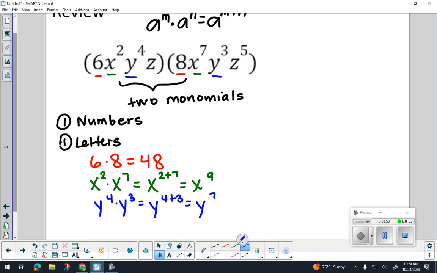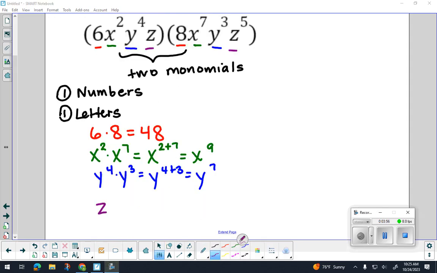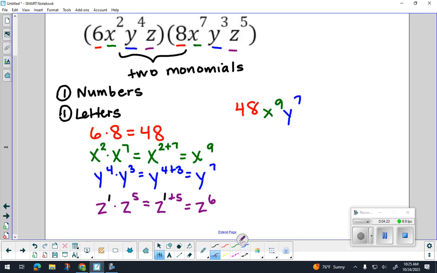But let's look at our Z. If we look at our Z, we have Z times Z to the 5th. Please remind yourself that there's an imaginary 1 there. And so I'm going to do 1 plus 5, which is 6. Okay, so my final answer for this, with all of my colorful pieces added to it, is 48 X to the 9th, Y to the 7th, and Z to the 6th. Sometimes I like to also write a slash through the Z so that I don't get confused if that is a Z and not a 2. So that's a little bit of a review.